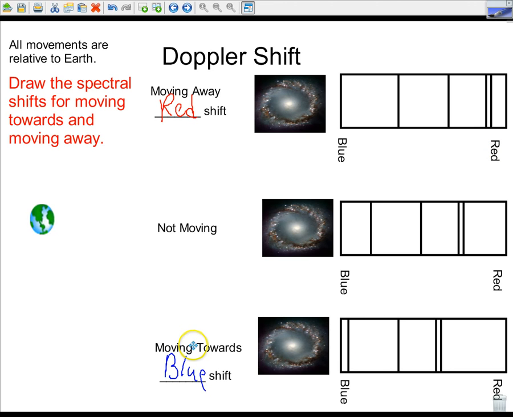In the case of the galaxy moving towards us, the absorption lines are shifted. It's the same exact pattern, same spacing, but it shifts towards the blue end of the spectrum, so that would be known as a blue shift. So red shift, the object's moving away. Blue shift, the object is moving towards us. Most galaxies exhibit a red shift in our universe because the universe is expanding.